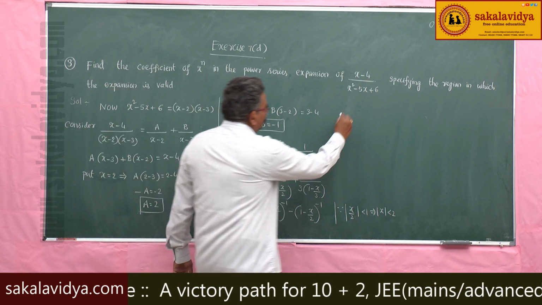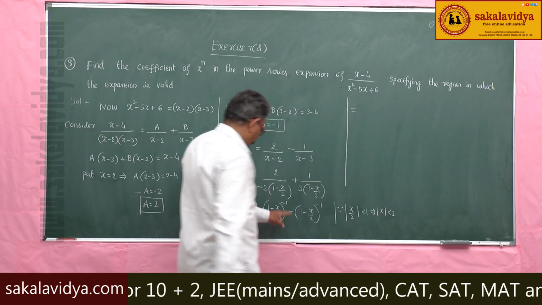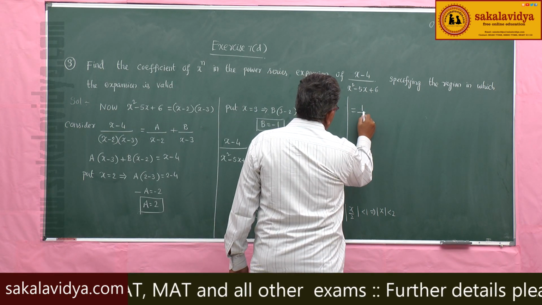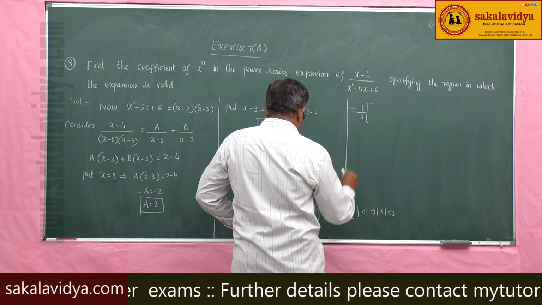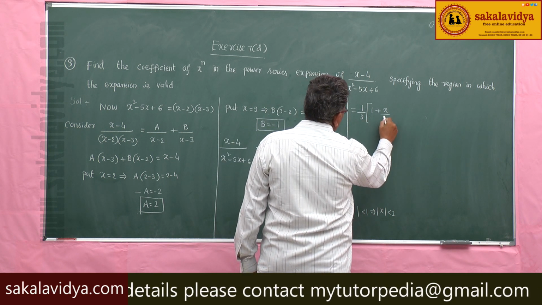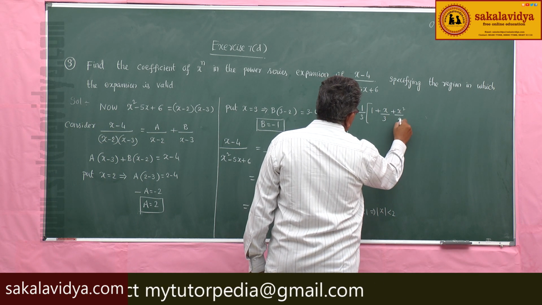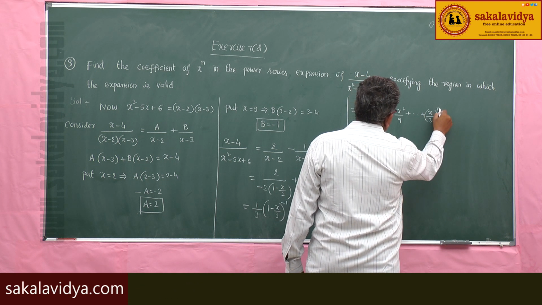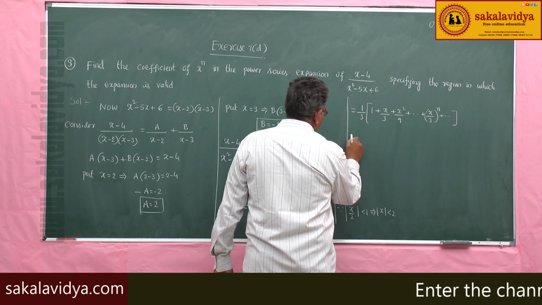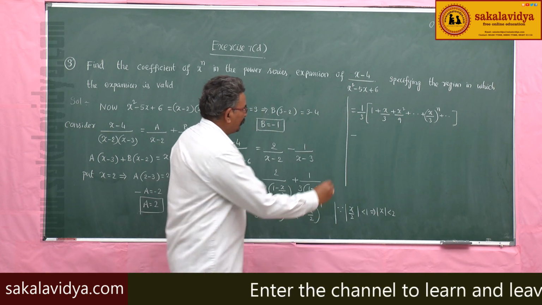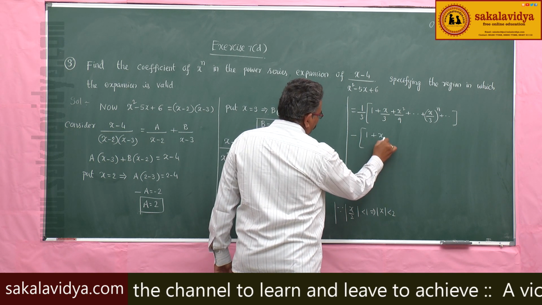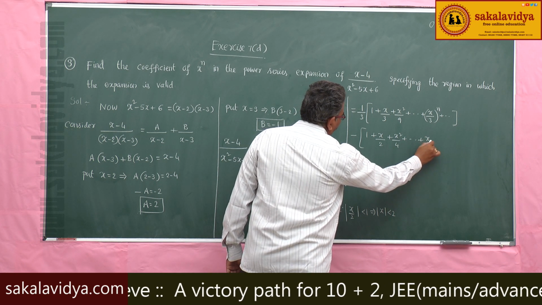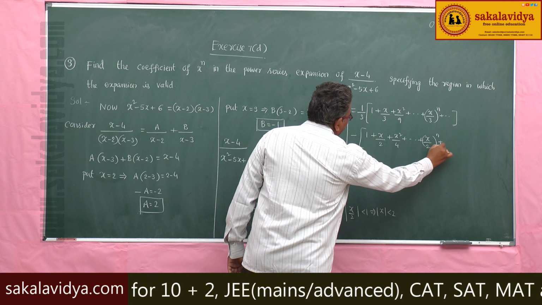So now we write these two expansions. Let us write these two expansions. 1 by 3 times (1 plus x by 3 plus x square by 9 plus so on, plus (x by 3) whole power n plus so on) and minus this one (1 plus x by 2 plus x square by 4 plus so on, nth term (x by 2) whole power n plus so on).